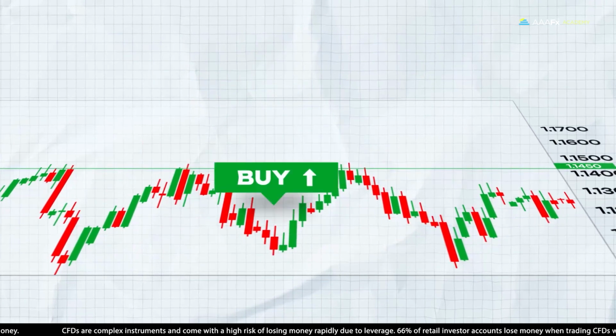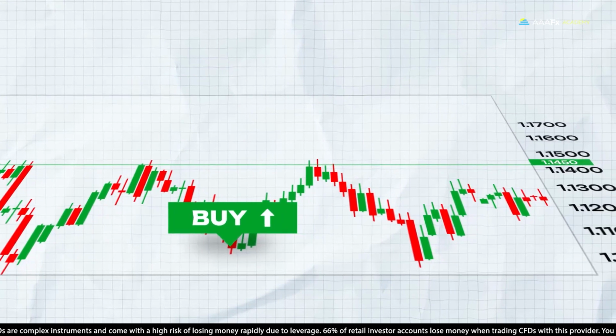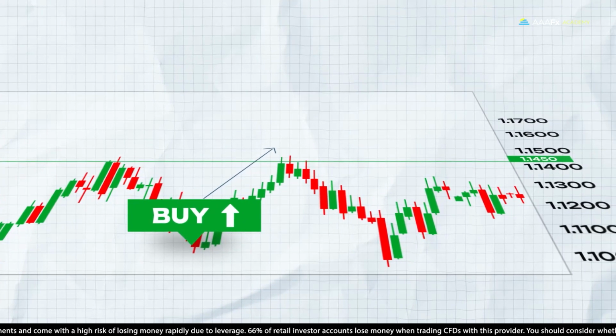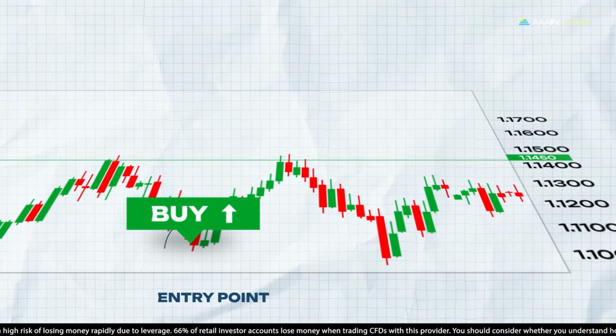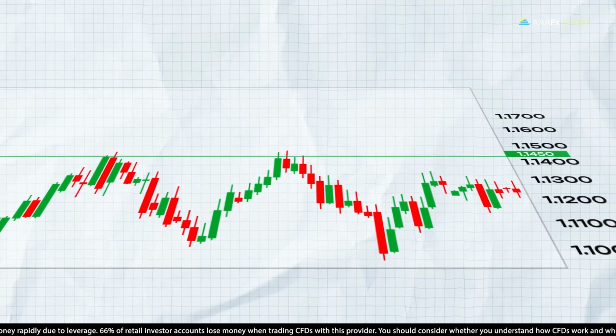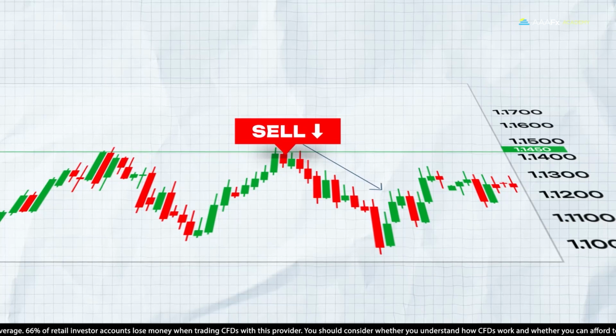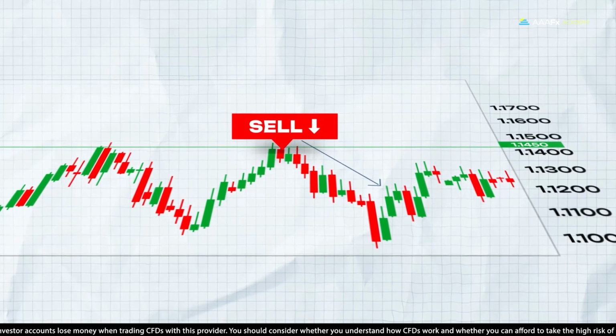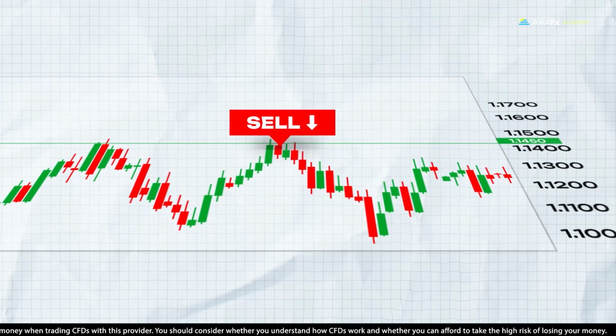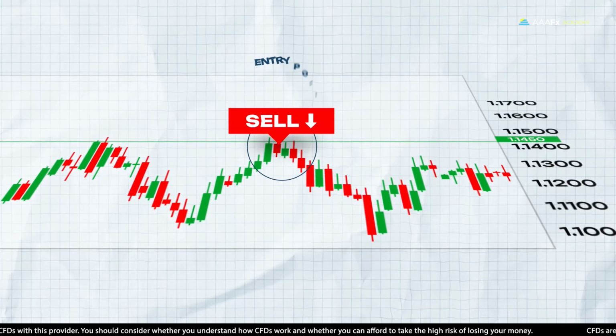When you open a buy trade, it means you expect the price of a currency pair to go up. So you start a trade by buying at a set price. On the other hand, opening a sell trade indicates that you anticipate a price drop in the currency pair. In response, you enter a trade by selling at a particular price.